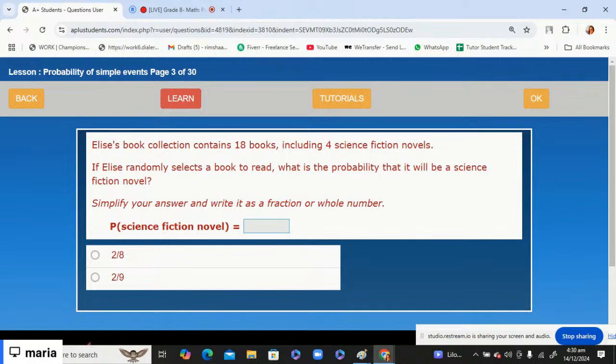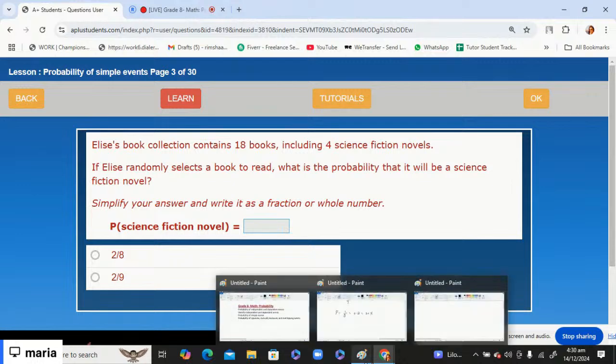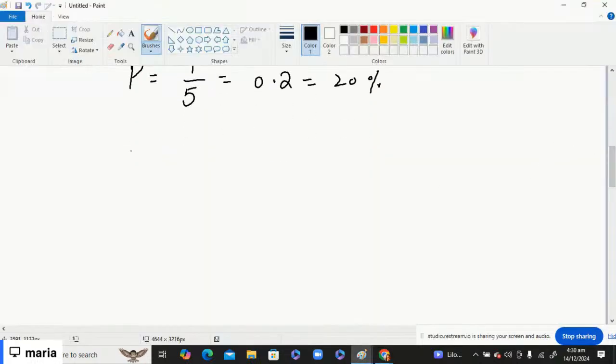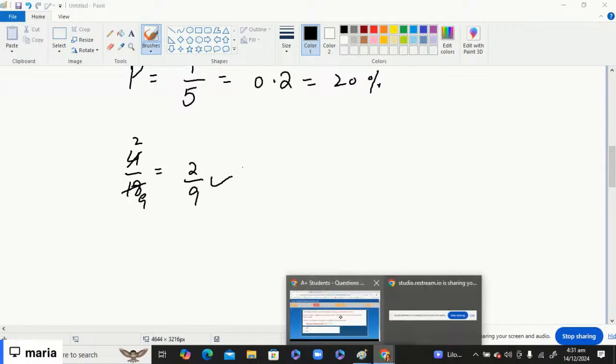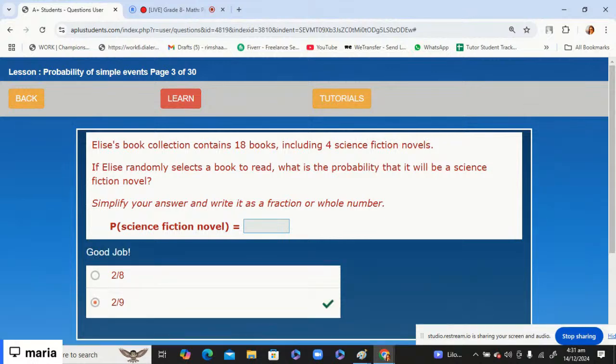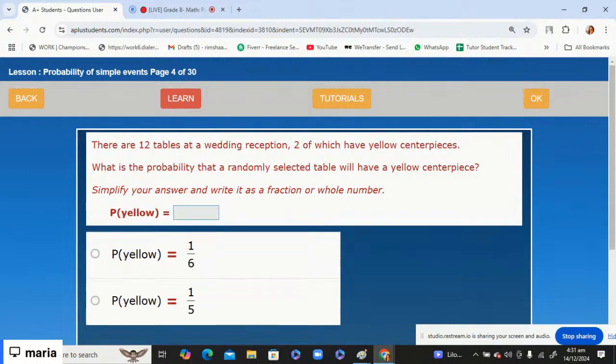Let's simplify 4 over 18. 2 times 2 is 4, 2 times 9 is 18. So 2 by 9. Is there any option for 2 by 9? Yes, it's here. Let's go with this option, okay?